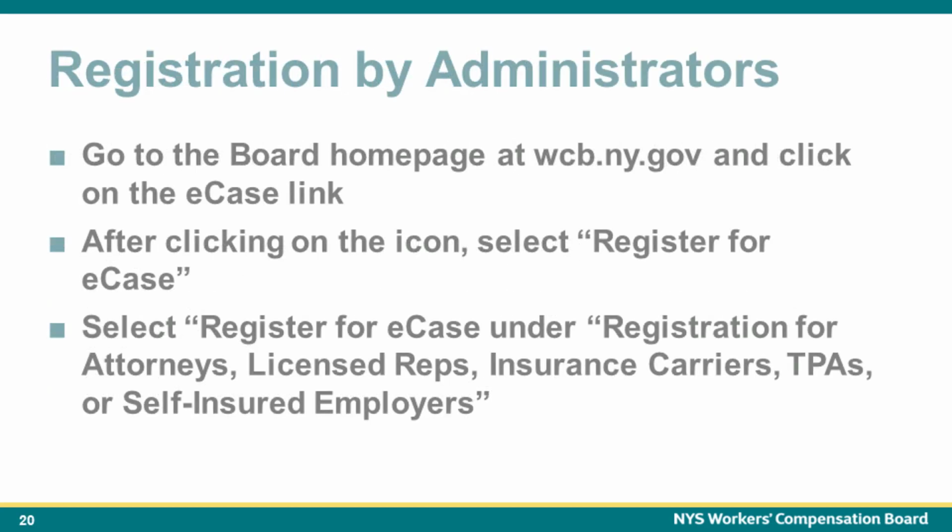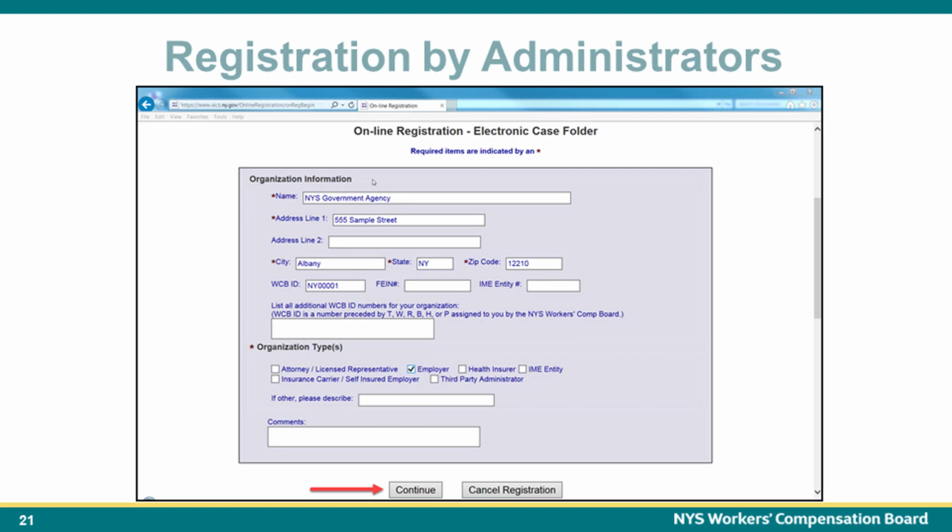Go to the board homepage at wcb.ny.gov and select the eCase link. After clicking on the icon, select Register for eCase. Select Register for eCase under Registration for Attorneys, Licensed Reps, Insurance Carriers, TPAs, or Self-Insured Employers. Complete the organization information and organization type, then select Continue. Each agency or facility with a department ID number will need to register. For WCB ID, enter NY, then the 5-digit department ID number.